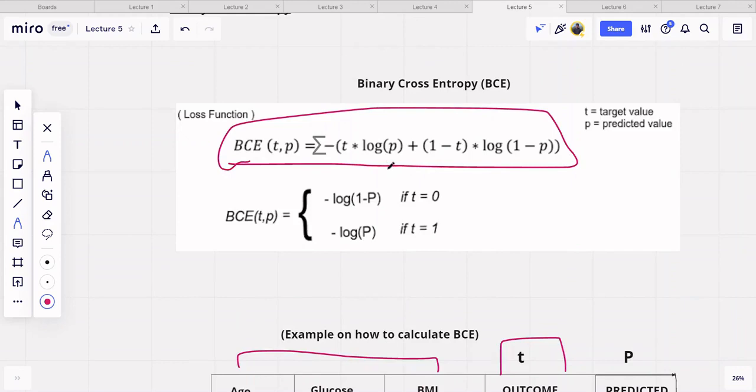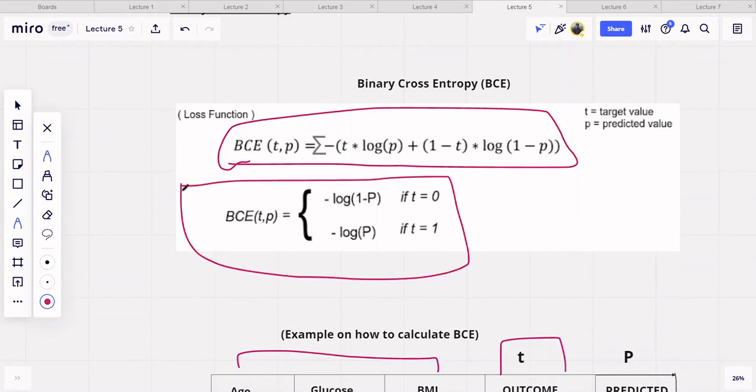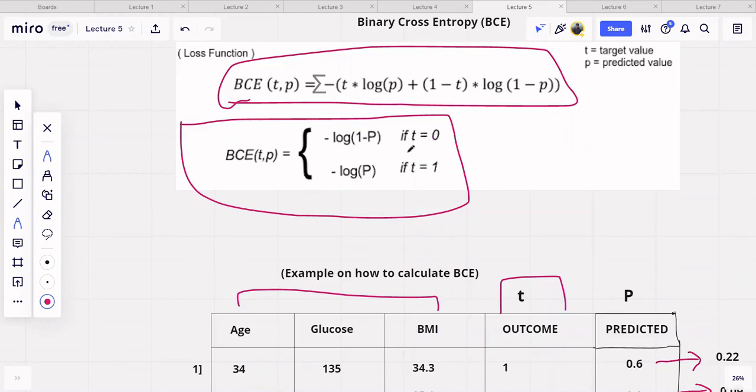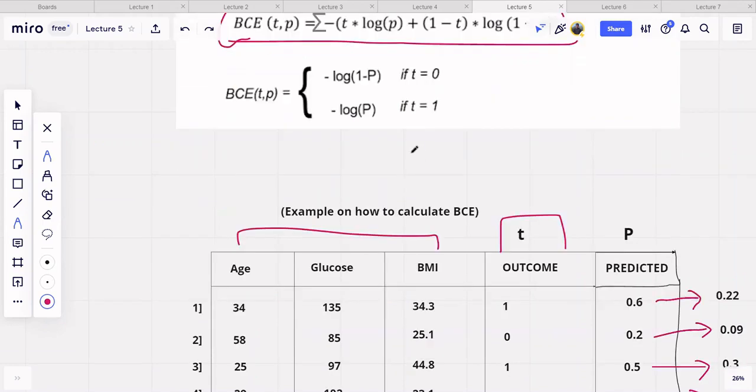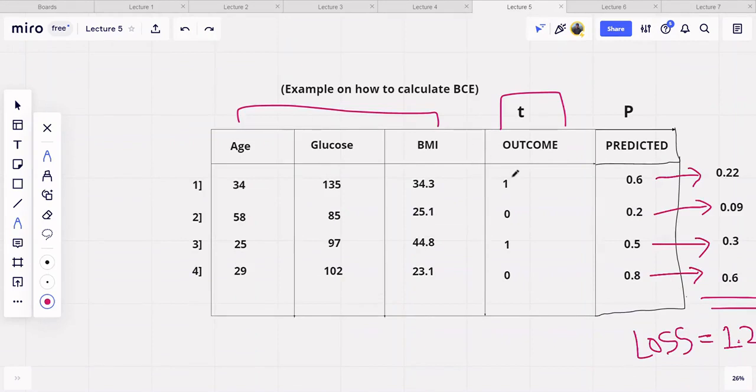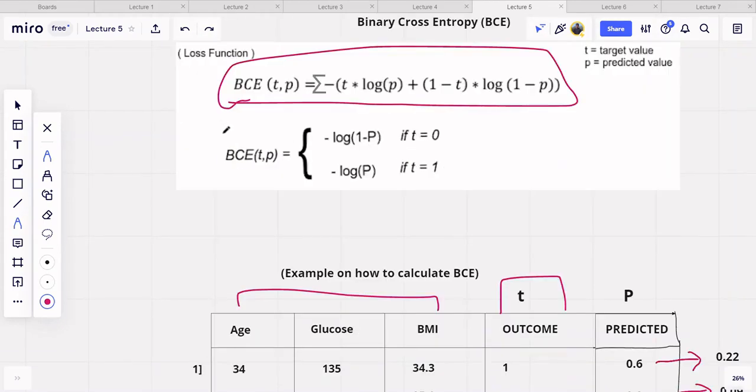In order to simplify this formula further, I have created this condition here. If the true value is 0, then we will use this formula, whereas if the true value is 1, then we will use this formula, that is minus log of p. By true value we mean these ones and zeros. The true value means the outcome column.